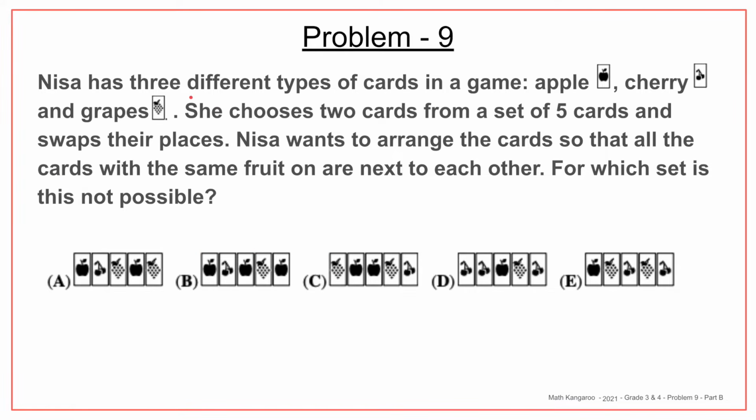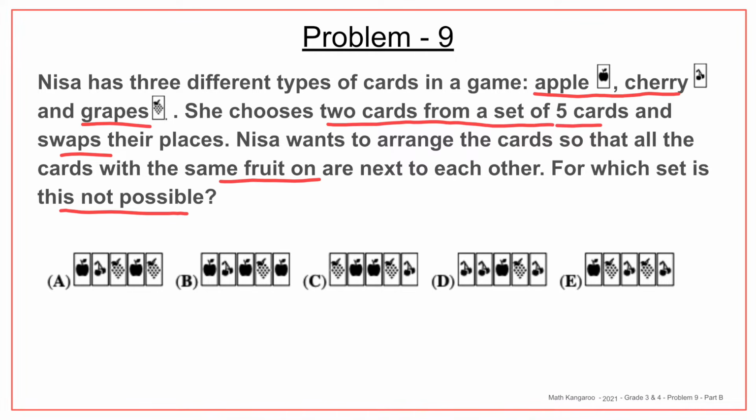Problem 9. Nisa has 3 different types of cards in a game: apple, cherry, and grapes. She chooses 2 cards from a set of 5 cards and swaps their places. Nisa wants to arrange the cards so that all the cards with the same fruit on are next to each other. For which set is this not possible?